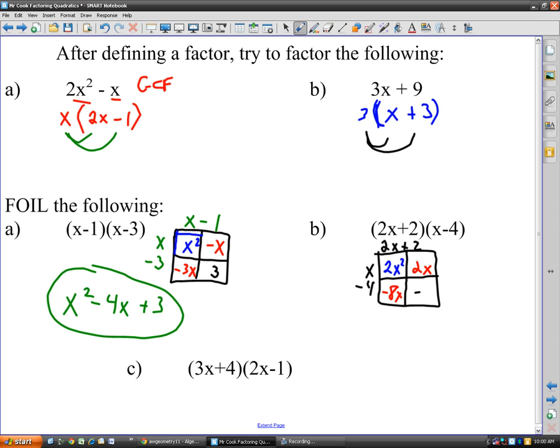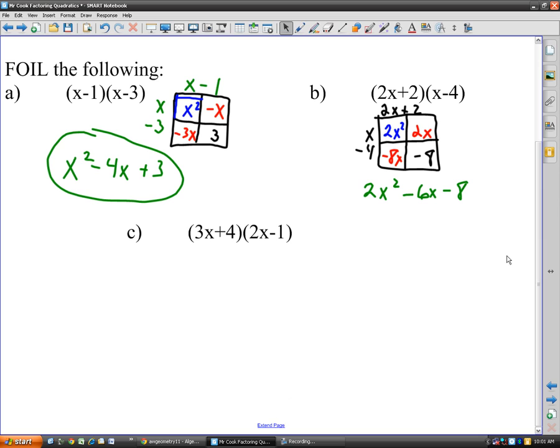And so I just found the area of each little square, and when I combine, the red terms are my like terms. So 2x squared would be my first term, and then negative 8 and positive 2 would be negative 6x, and minus 8, that is my final term. So that's what we get when we FOIL these out. Again, we'll do it one more time just to make sure you really got it.